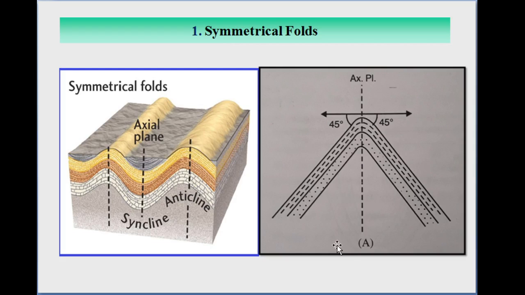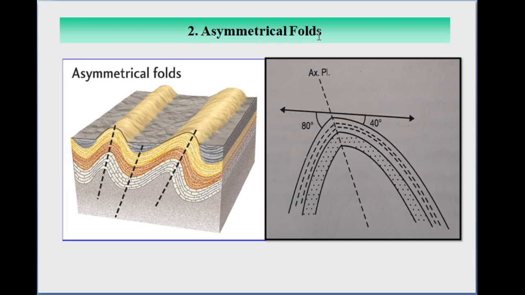Then such a type of fold is called a symmetrical fold. Such a symmetrical fold is also called a normal fold or an upright fold. Here the axial plane is essentially vertical. Two limbs are of equal length and dip equally in the opposite direction. So our next type is an asymmetrical fold.